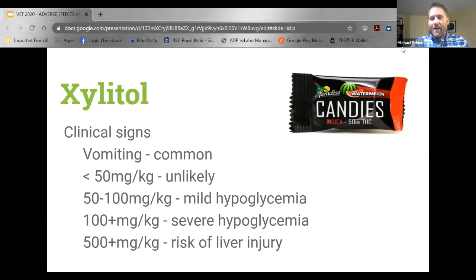And once you exceed 500 milligrams of xylitol per kilo, the risk of liver injury becomes apparent. However, not every dog that has that dose or above will in fact develop liver injury. In fact, there are reports of dogs getting into 3,000 milligrams per kilo and yet showing no clinical symptoms of liver injury. So again, there's quite a bit of variability there in our dogs. Next slide.